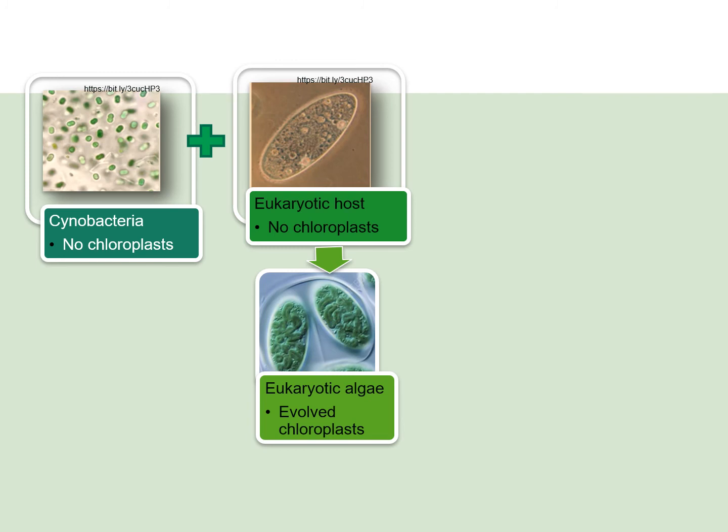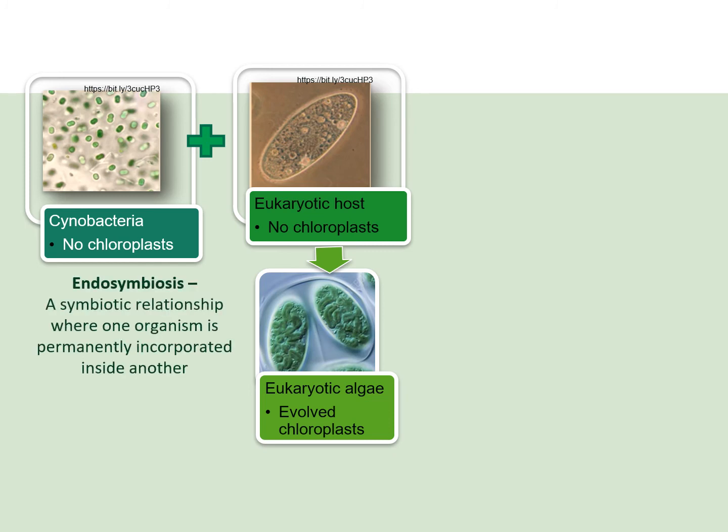However, what happened a long time ago was that eukaryotic hosts consumed those cyanobacteria cells. Instead of breaking them down, the eukaryotic host incorporated them into its own cell, kept them in the body and housed them. This is the process of endosymbiosis. This created a symbiotic relationship where the cyanobacteria live permanently inside a eukaryotic organism. These cyanobacteria eventually evolved into chloroplasts, and this led to all the diversity of eukaryotic algae that we have today.